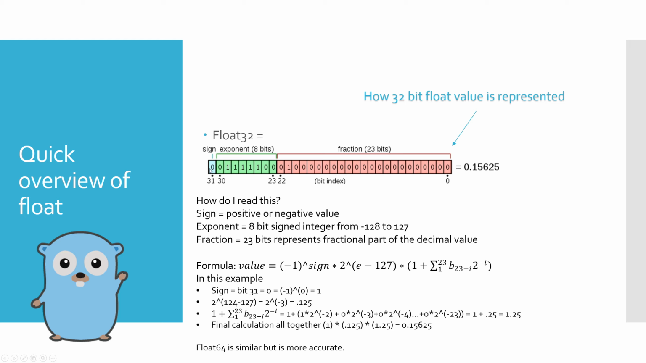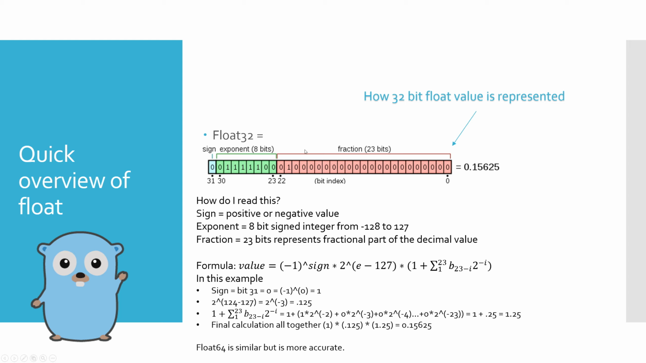Well, the first bit is the sign bit for positive or negative value. These 8 exponent bits represent a signed integer from minus 128 to 127. You can trust me on this. Unless you don't trust me, you can do the calculation yourself. This is for the whole number part of the decimal. And then we have 23 bits for the fraction. This represents the values after the decimal, the fractional part. And this equates to 32 bits in total.